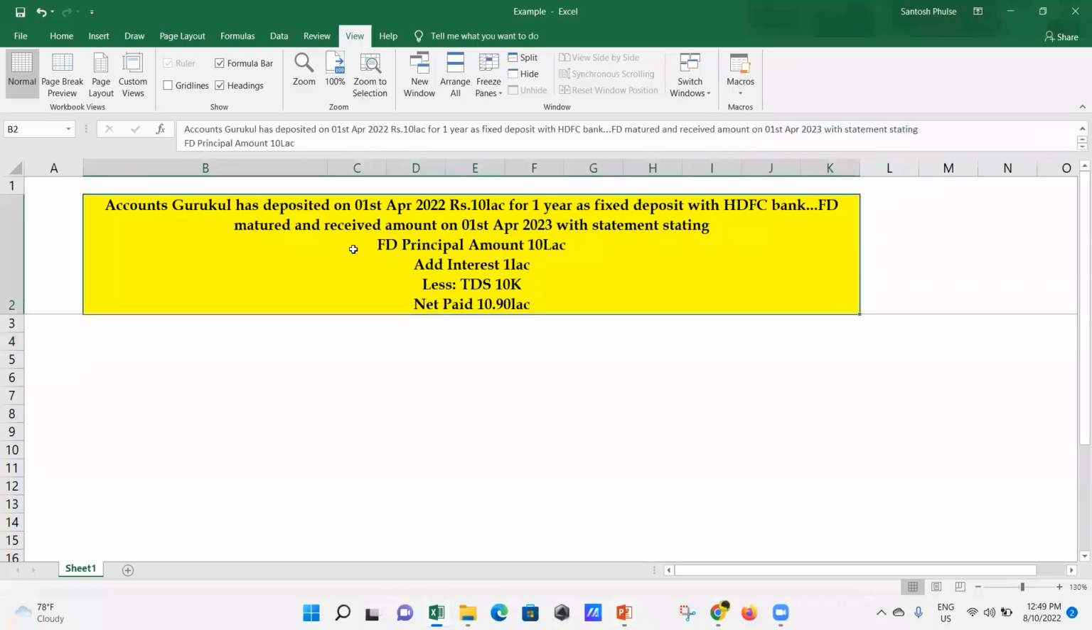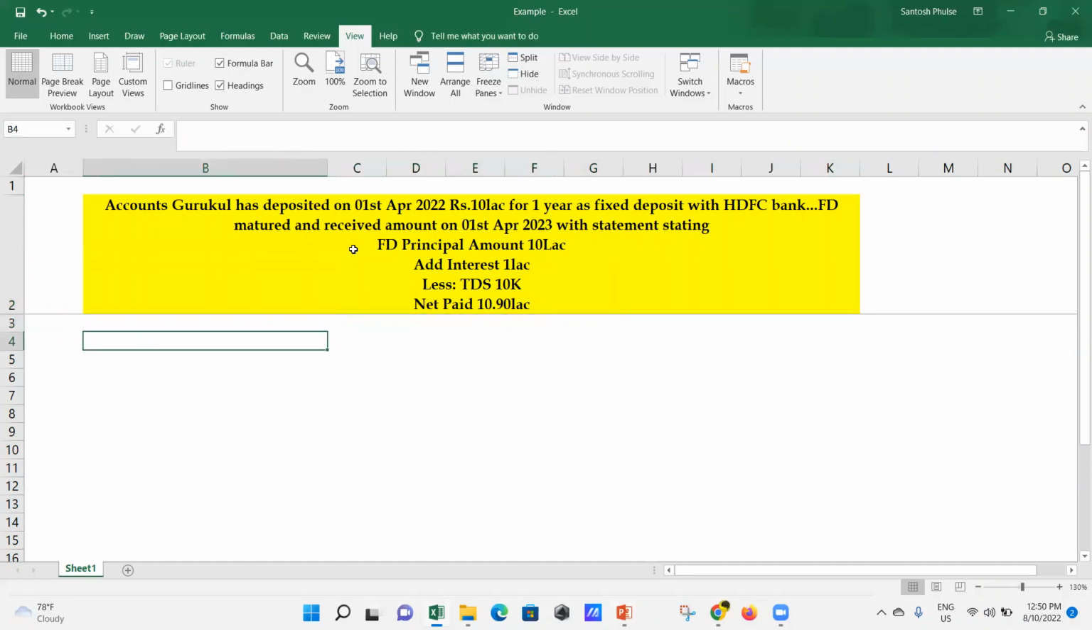So here we are. This is the practical example: Accounts Gurukul deposited on 1st April 2022 for 1 year as a fixed deposit with SDFC Bank. The FD matured and the amount was received on 1st April 23, with a statement stating the FD principal amount is 10 lakh and the interest is around 1 lakh, less TDS of 10,000, and the net amount we received is around 10.90 lakh. How you are going to pass the entry into the system for each and every stage, that we are going to discuss here.